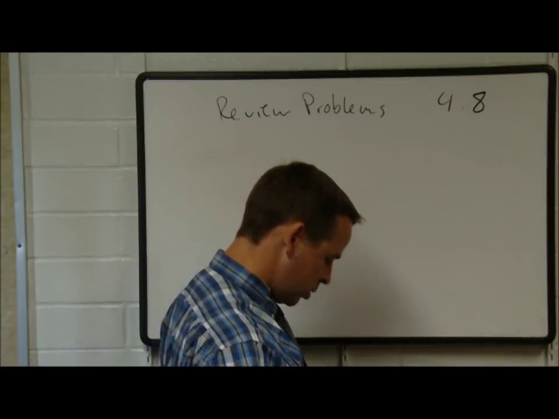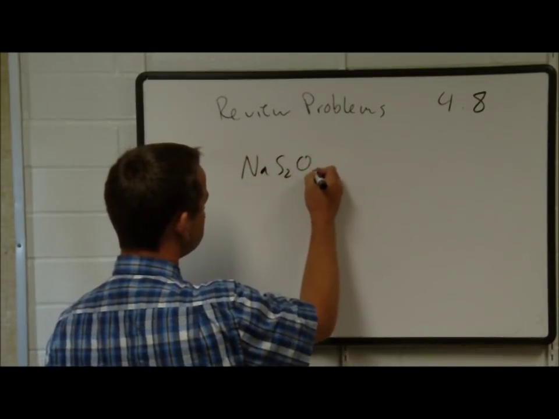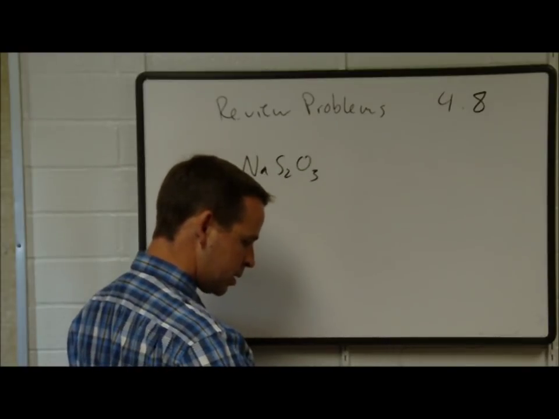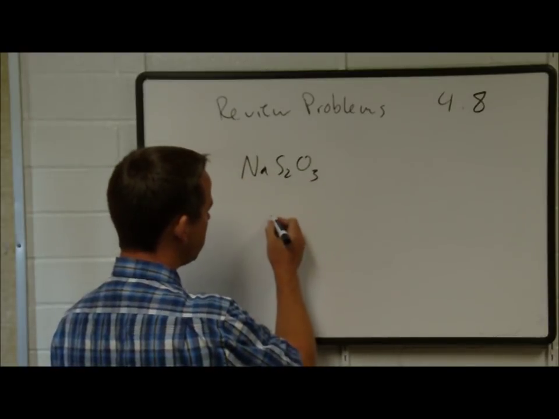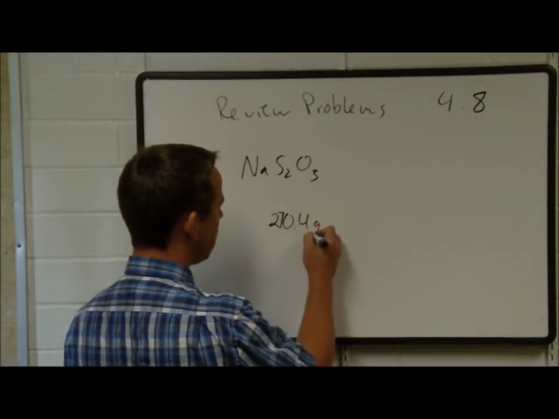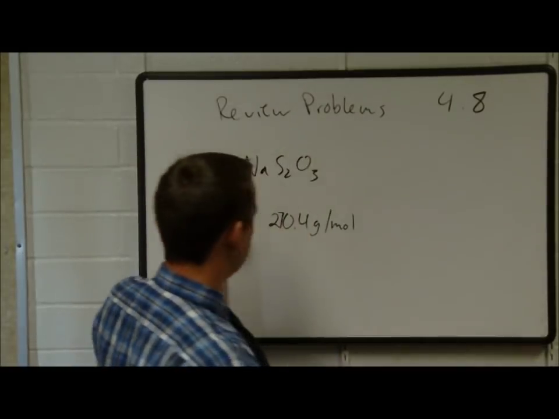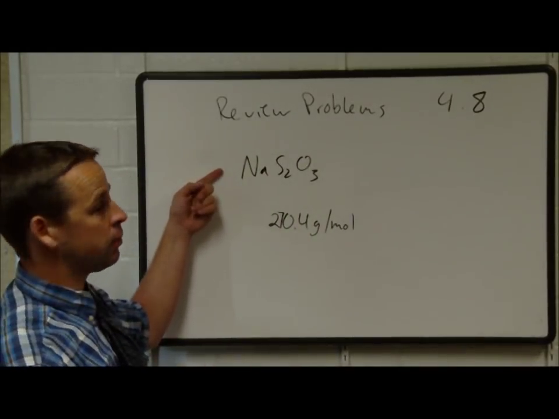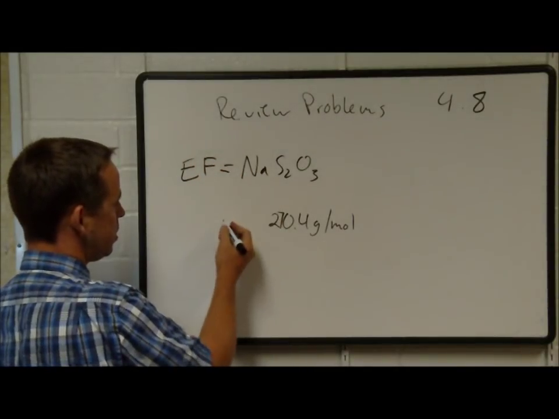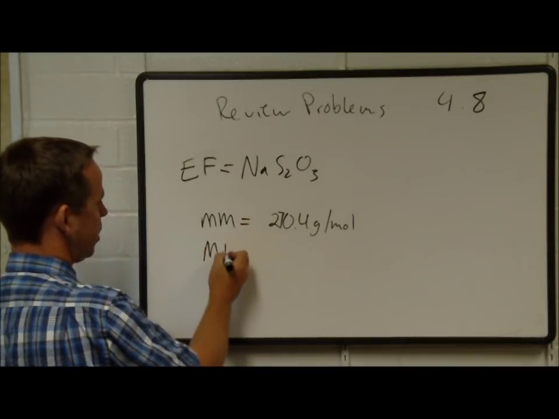So Na2O3. That's an empirical formula, and the mass is 270.4 grams per mole. All right, so we're going to try to determine what the actual, the molecular formula is. This is the empirical formula. This is the molecular mass, or the molar mass, and we want to find the molecular formula.